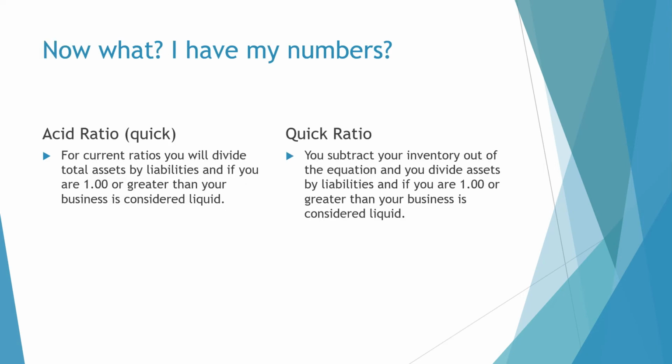Once we figure out our numbers, we need to see if our business is liquid or not. For the asset ratio, you would divide total assets by liabilities, and if you are 1.00 or greater, then your business is considered to be liquid.